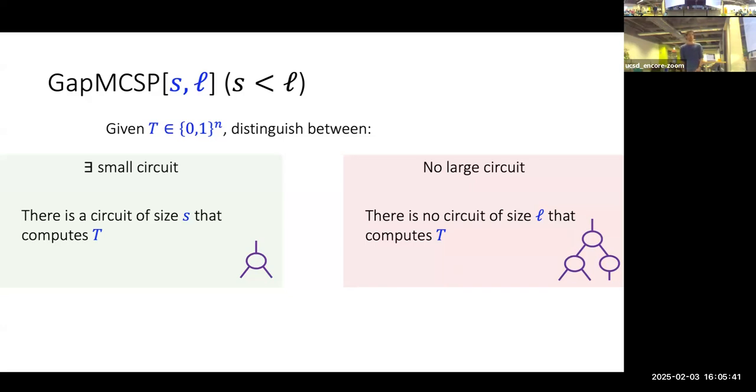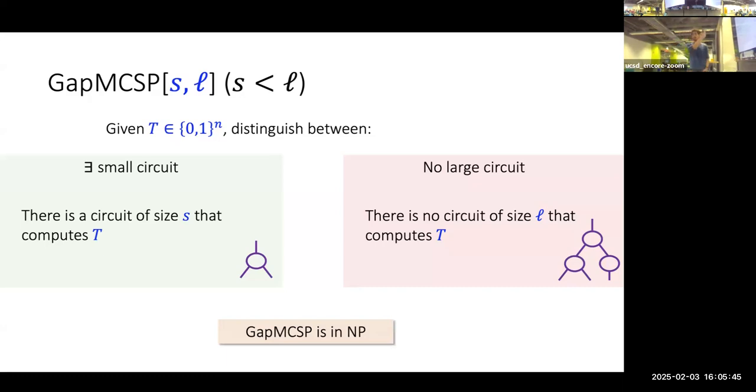And it's not hard to see that this problem is in NP. The input for this problem is the truth table of the function, and the witness is the small circuit that computes this function. Since the input is the truth table, we are allowed to run in polynomial time in the truth table, so we can just evaluate the circuit on every possible input and check that it computes the right function. So now we have the definition of GapMCSP.